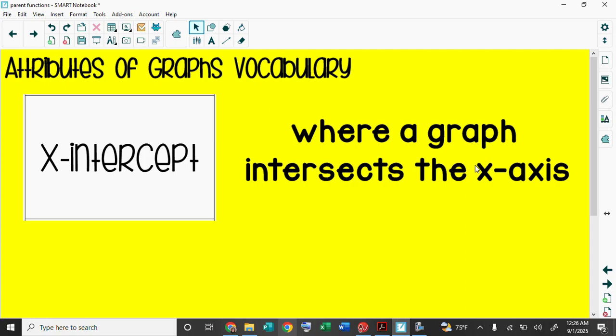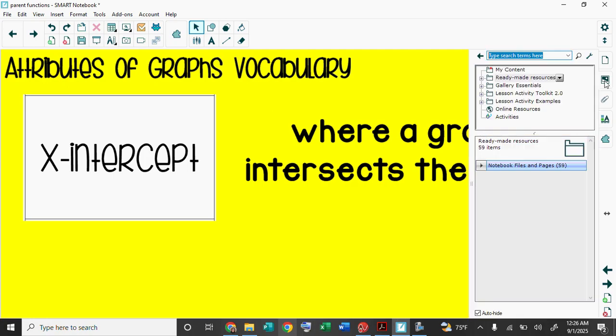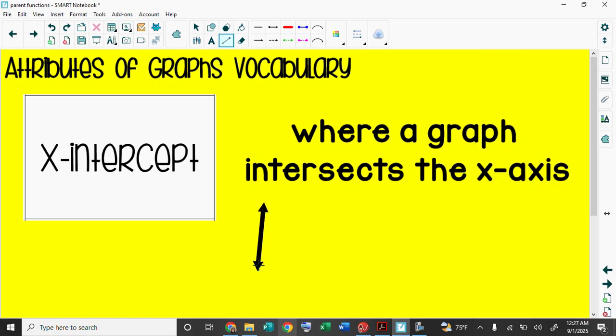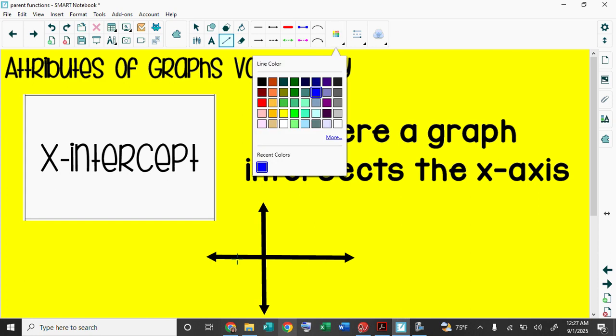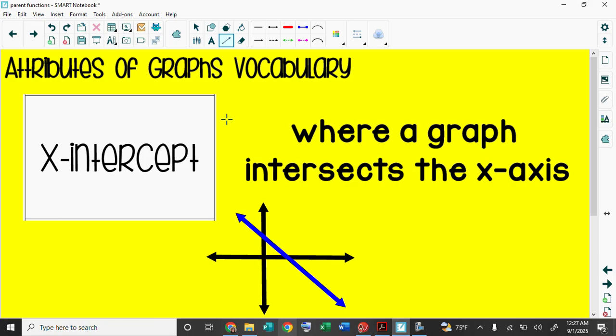X-intercept, where a graph intersects the x-axis. So we need to make an XY axis. So we could also have a line that goes like this. So our x-intercept is going to be this point right there. It's where it crosses the x-axis.